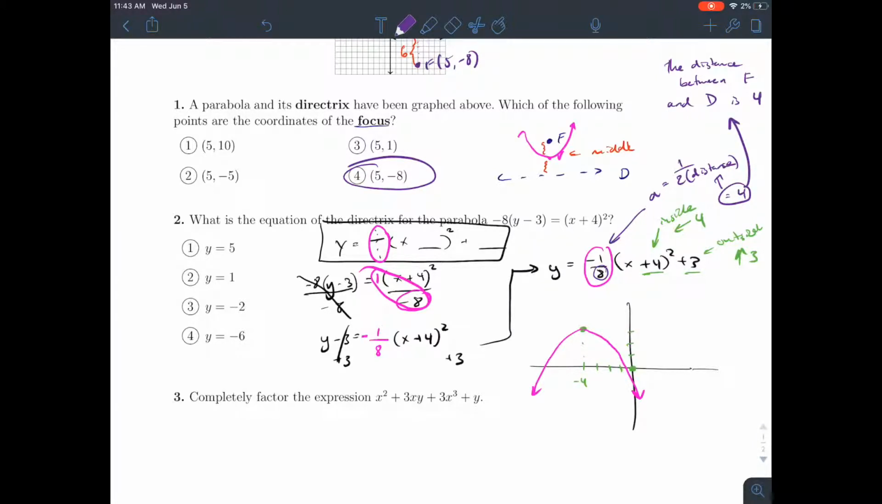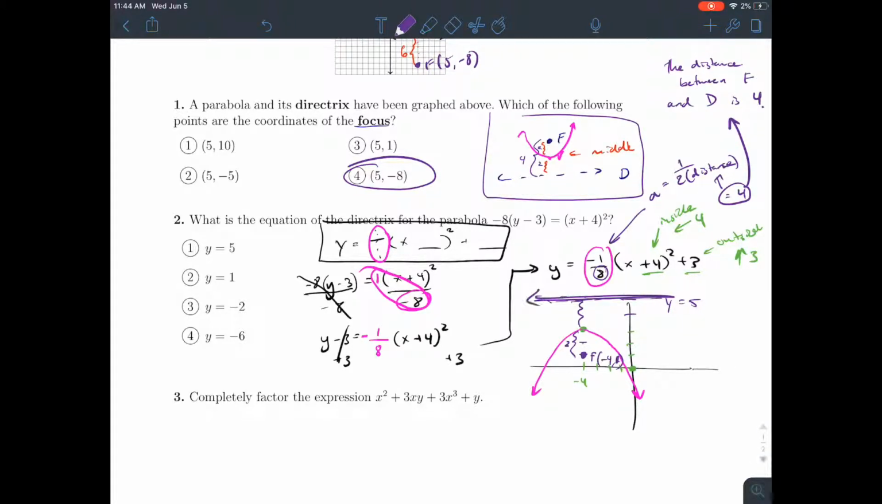All right, so the distance between these is 4, and the parabola is in the middle of them. Then using the diagram from the last problem, if this distance is 4, it will mean that this distance here is 2, and this distance here is 2. So it must be that our focus is down here, 2 units below, at (-4, 1). And it must mean that our directrix is 2 units up at y equals 5.